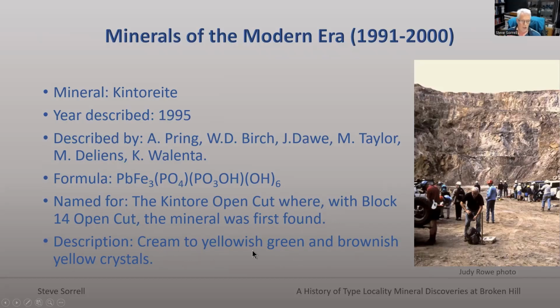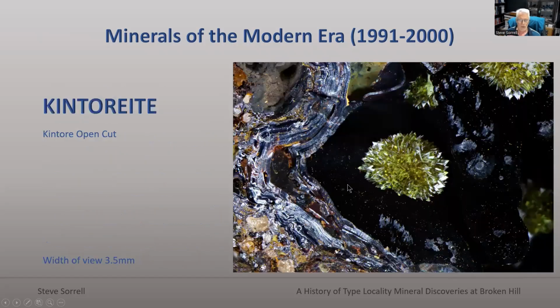Now this one, cream to yellowish green and brownish yellow crystals. You're seeing a bit of a theme here. And that's down the bottom of the Kintor open cut. That would have been back in the probably early 90s, I think. And looks quite similar to the segnetite that we saw before.